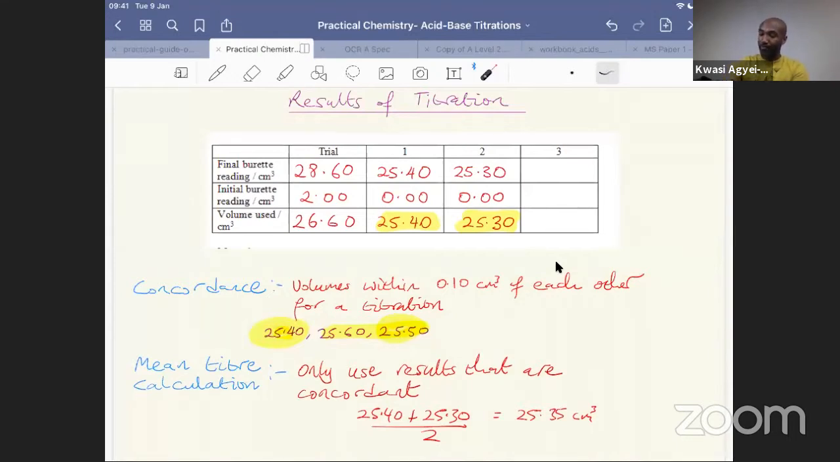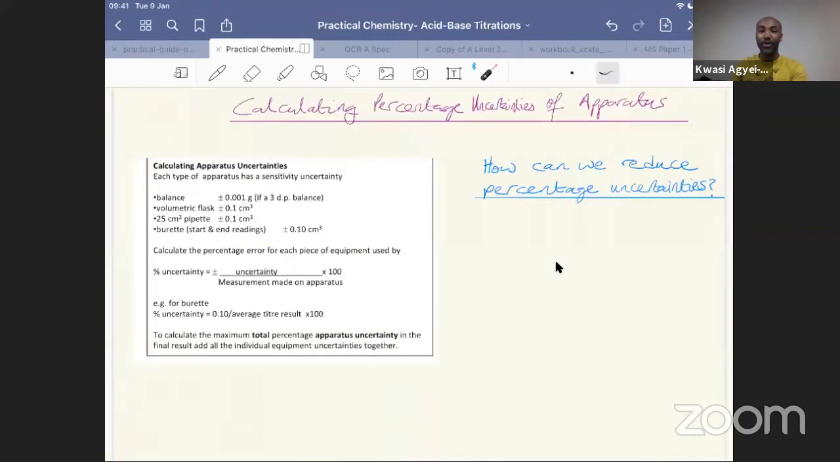Okay, so we've got the results of our titration. Now, the titration practical lends itself very well to examiners testing you to see your understanding of uncertainty and calculating percentage uncertainties and percentage errors. Each instrument that you use will have an inherent uncertainty about the measurement that it can make and how accurately it can make a measurement.